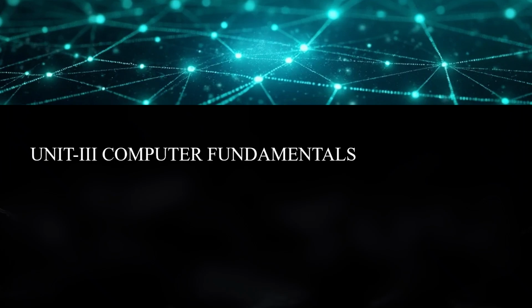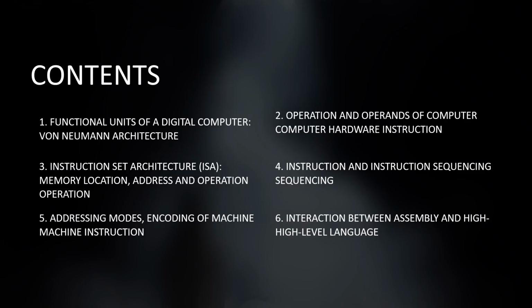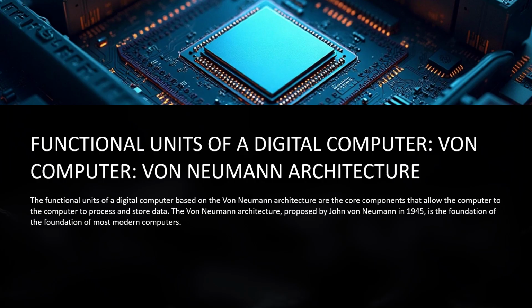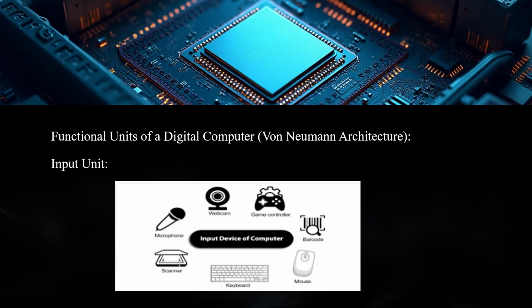Let us now discuss Unit 3, Computer Fundamentals. The contents are: von Neumann architecture, instruction set architecture, addressing modes and operands, instruction sequencing, and high-level and assembly language programming. The first one is the von Neumann architecture. This was proposed by John von Neumann in 1945. This is the foundation of most modern computers.